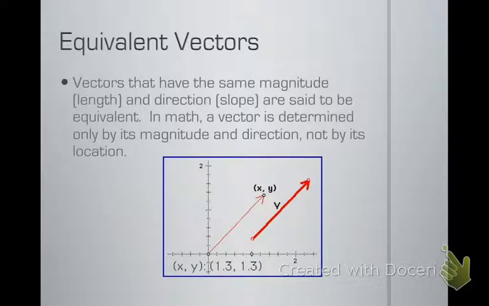Two vectors are said to be equivalent if they have the same magnitude and direction. Location doesn't really matter, so if we start at 0, 0 or start at 5 and 1.5, it doesn't really matter. We can get the same equivalent vector. Location doesn't matter.